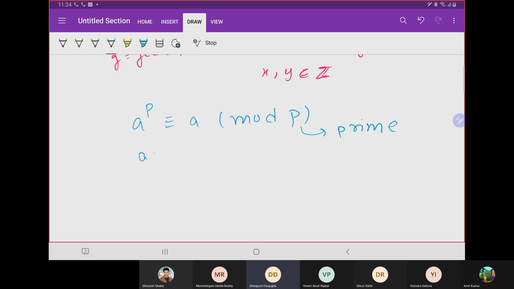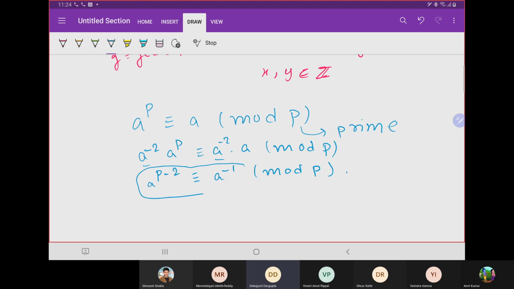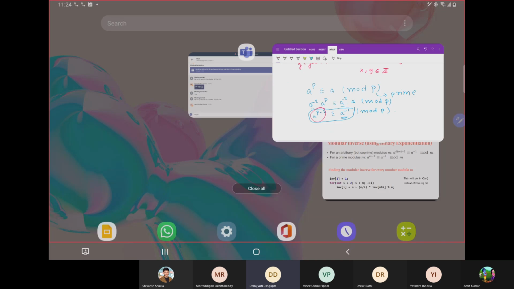So what we will do is multiply both sides by a power -2. Once you multiply by the same number, you can add the powers as usual. So a power p -2 is congruent to a power -1 mod p. So you see here, we got the inverse that we were finding. a power -1 is basically our inverse. So we say that a power -1 is congruent to a power p minus 2.